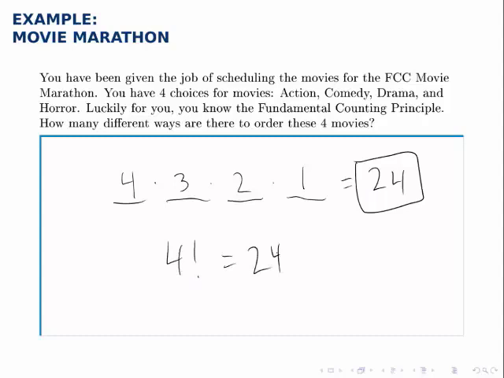Anytime we're ordering a certain number of things in the same number of slots, we can use a factorial to calculate that. So organizing 4 things in 4 slots is 4 factorial. Organizing 10 things in 10 slots, there are 10 factorial ways of doing that.